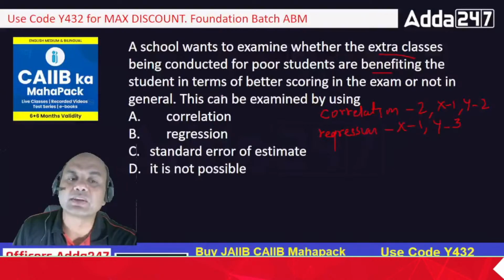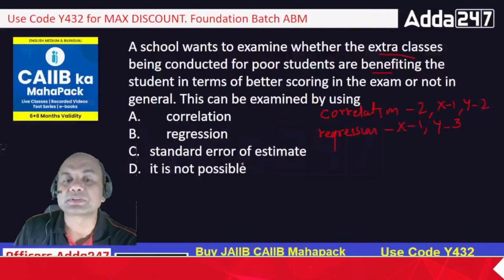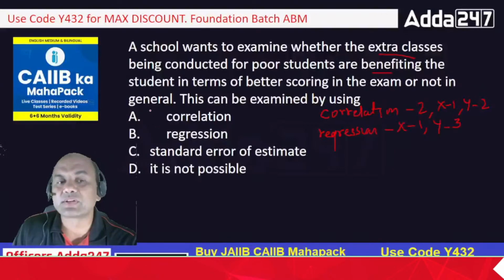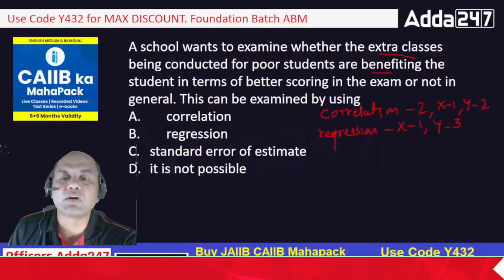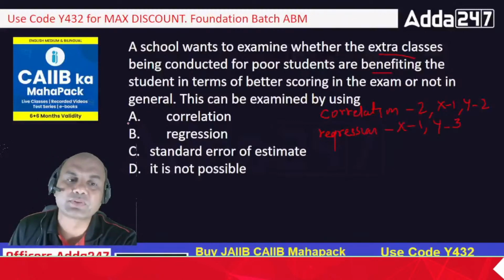So if both are 1 and 1, then what do I say? Correlation, regression, standard error of estimate, or it is not possible to study. What do you think should be the answer? A, B, C or D? Very simple. I gave you all the examples, so it's very simple for you.